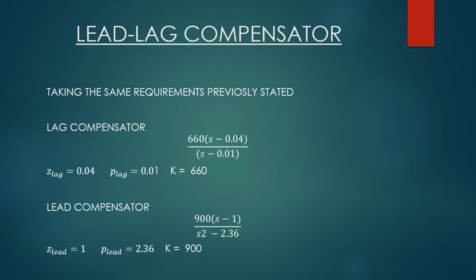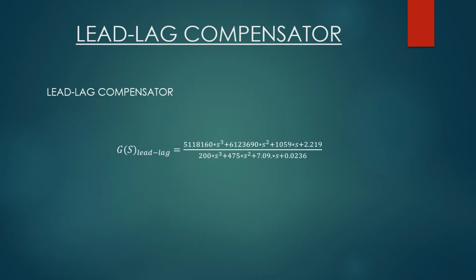But since our transfer function had only one pole, we chose Z lag to be a value that was near to the origin. After the lag compensator equation was found, we then moved on to the lead compensator, whose equation is as follows. Z lead is equal to 1, P lead is equal to 0.36, and K is equal to 900. After computing the lead and lag compensator equations, the following lead-lag compensator equation was derived.